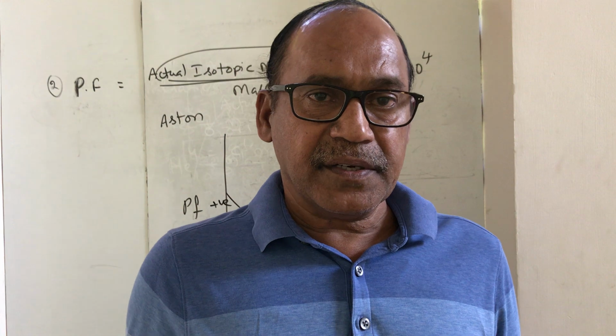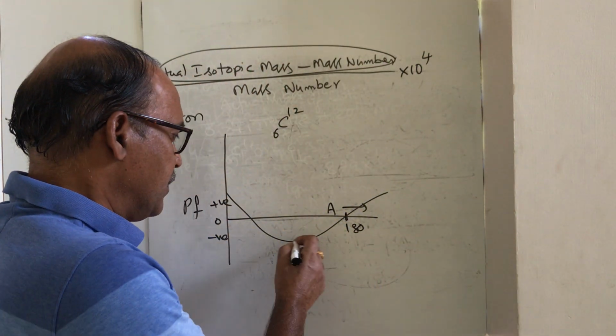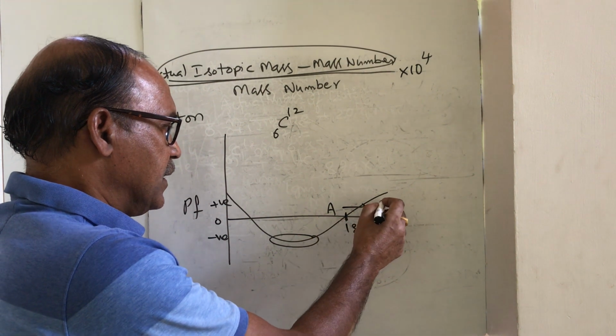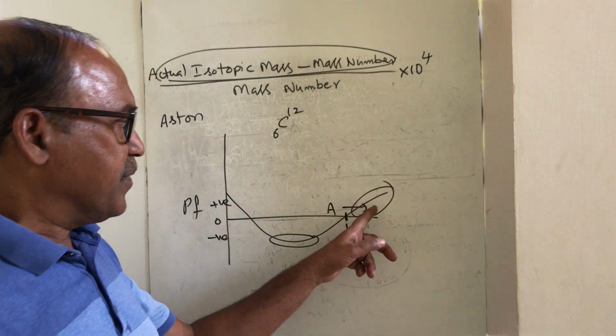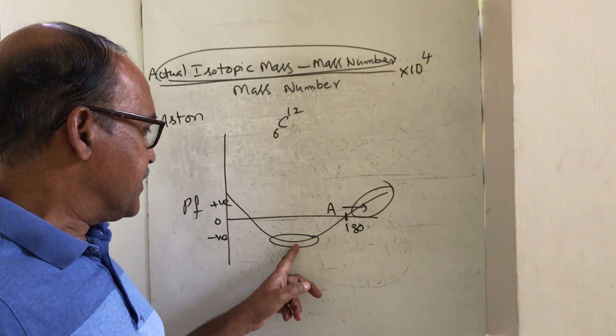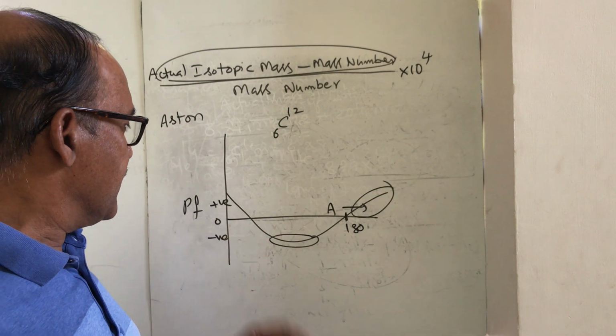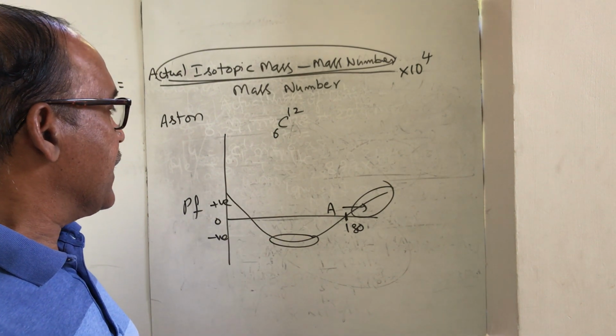The packing fraction concept explains the relative stability of medium mass number nuclei and higher mass number nuclei. The higher ones are found to be unstable and radioactive, and these are found to be stable. And again, it fails to account for the relative stability of lower mass number nuclei.